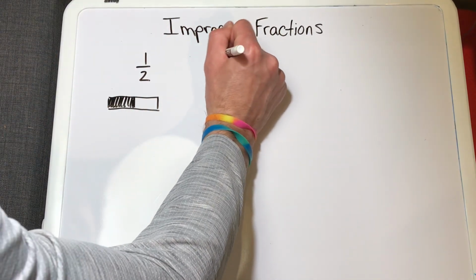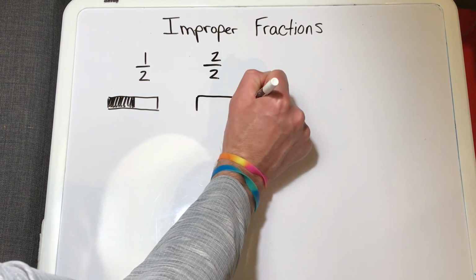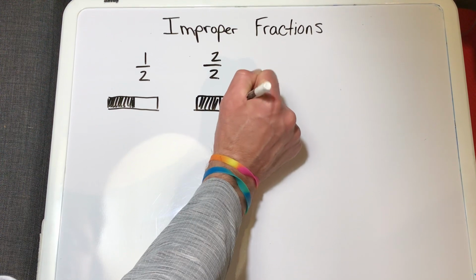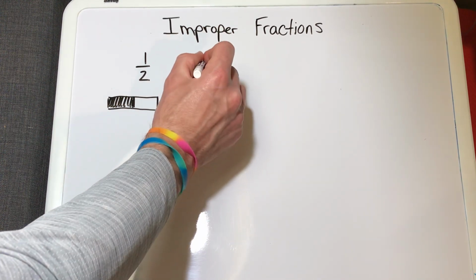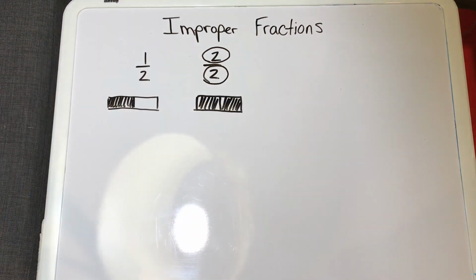If we have 2/2 of a chocolate bar, then we know we have a whole chocolate bar. So the top of the fraction tells us how much we have, and the bottom of the fraction tells us out of how many.